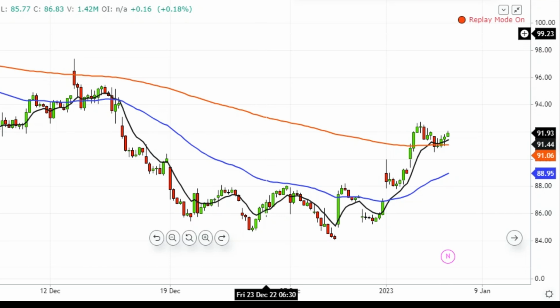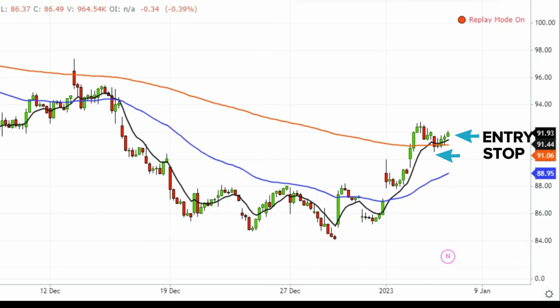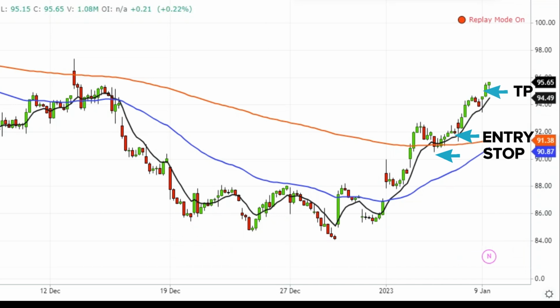So right here, we simply place our entry right here. Then our stop loss below the low, then we target a 1 to 2 or a 1 to 3, whatever you are comfortable with. But remember, we said wave 1, this is wave 1, must be equal to wave 3. So we place our take profit right here, then we wait for prices to play out. As you can see, prices took off like crazy, hitting our take profit.